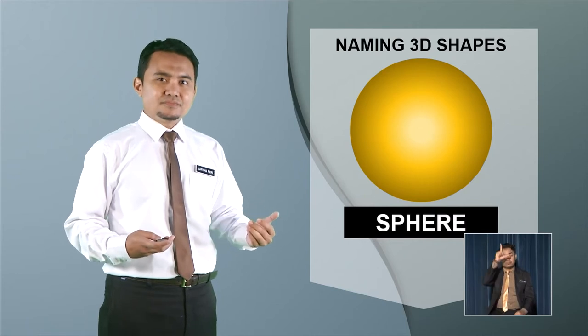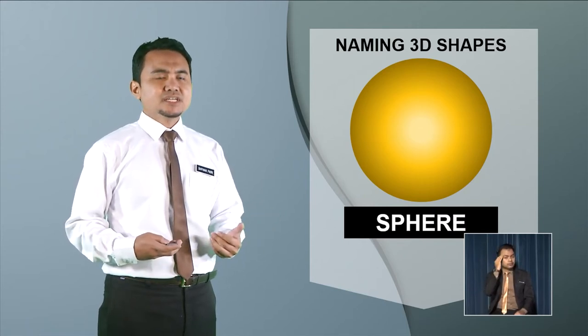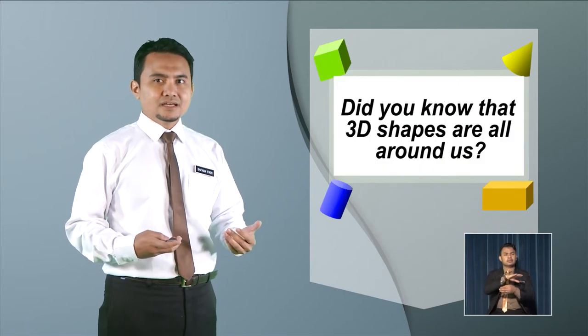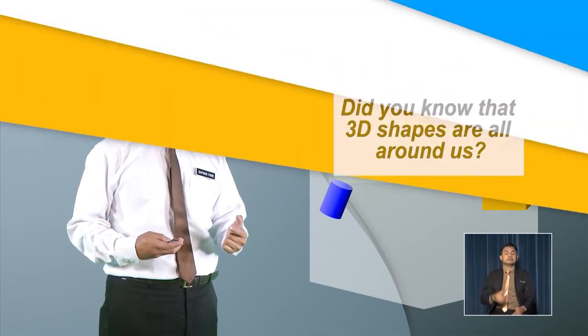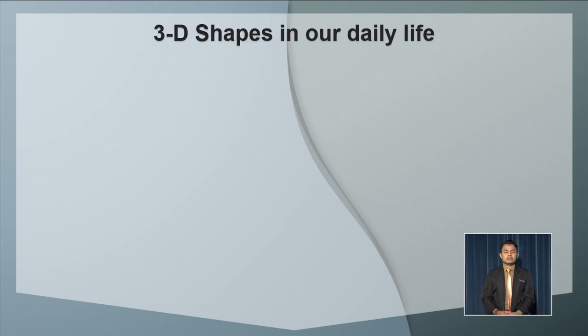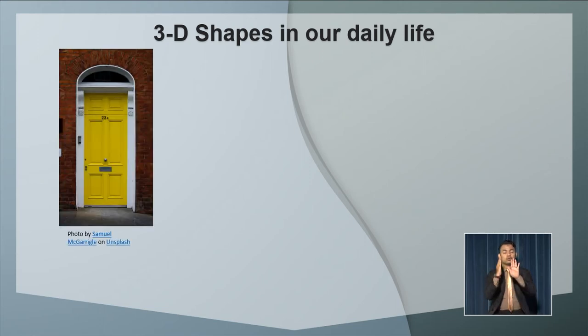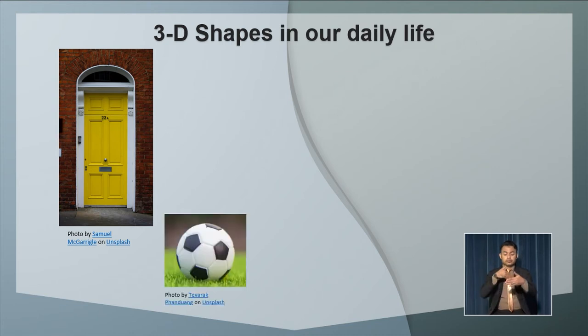Boys and girls, do you know that 3D shapes are all around us? Let's look at these pictures. This is a door. What is the shape of a door? Good! The shape of the door is a cuboid. This is a football. What is the shape of a football? Very good! The shape of a football is a sphere.